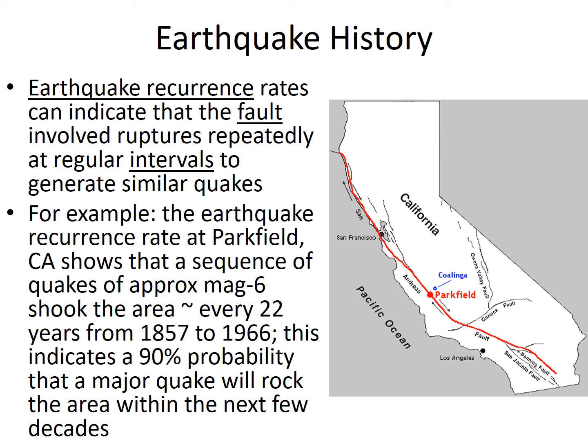So, for example, earthquake recurrence rate at Parkfield, California shows that a sequence of quakes of approximately a magnitude 6 shook that area every 22 years from 1857 to 1966. And this indicates a 90% probability that a major quake will occur in that area.